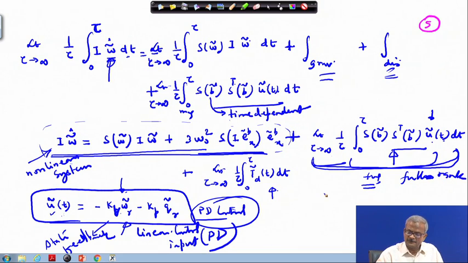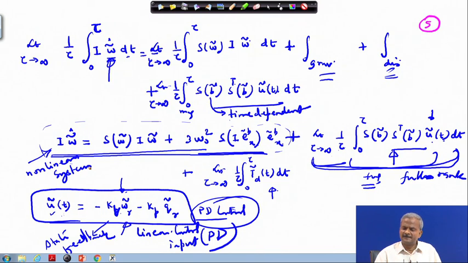and therefore you will get 3 axis control in an average sense, not at any instant of time. It still remains underactuated, but in an average sense, over a long period of time, it is acting like a 3 axis actuated system. And this fact can be exploited for controlling the magnetically actuated satellite irrespective of whatever be its angular velocity.